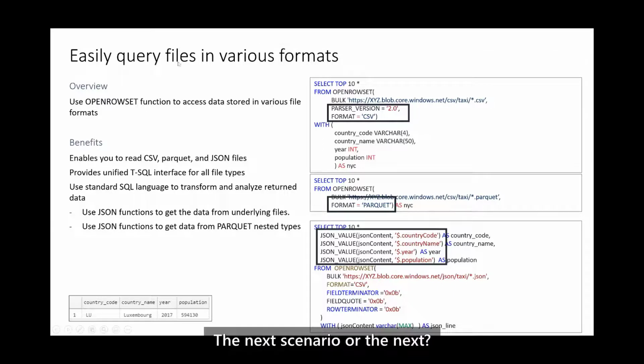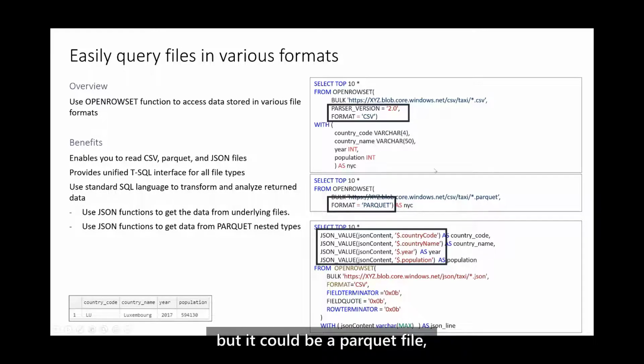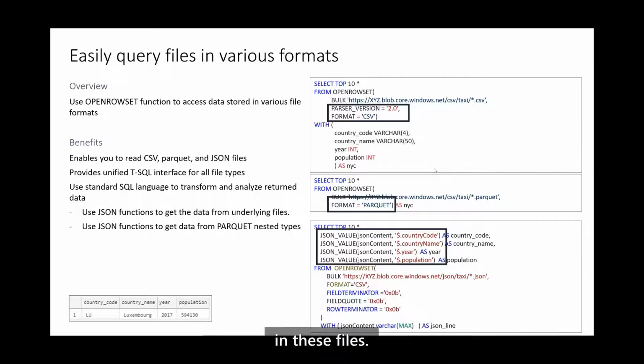The next feature is again supporting a variety of files. In this case, you're querying CSV files and you're providing the schema, but it could be a Parquet file. And not just that, you can also use JSON functions to get data from the underlying files or to get data from Parquet nested types. That really enables you to get quickly to the data that you want, even though you have large files that you haven't ETL'd to your database. Right within your data lake, you can start deriving insights from the data that's residing in these files.